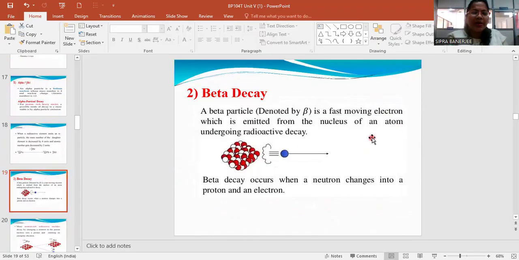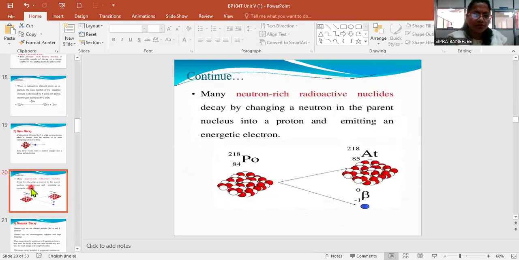Now, beta decay. A beta particle, denoted by beta, is a fast moving electron emitted from the nucleus of an atom undergoing radioactive decay. Beta decay occurs when a neutron changes into a proton and an electron. Many neutron-rich radioactive nuclides decay by changing a neutron in the parent nucleus into a proton and emitting an energetic electron, like polonium that will be converted to astatine and a beta particle.